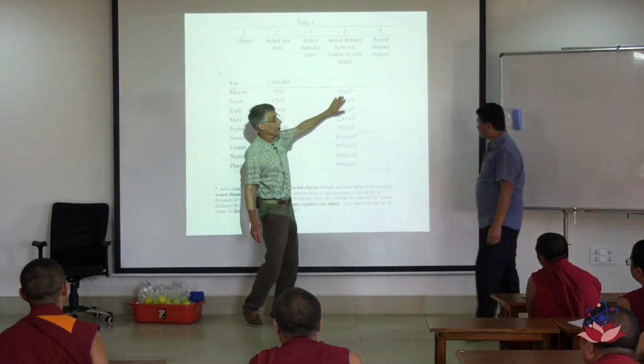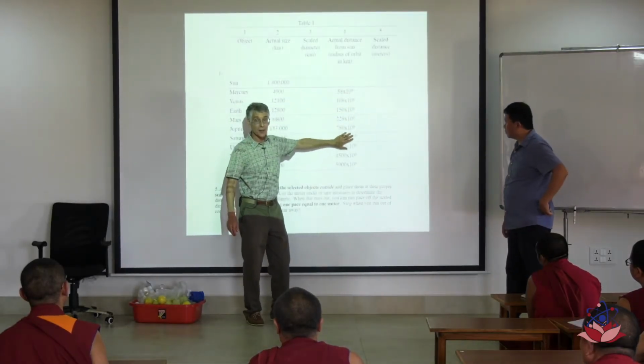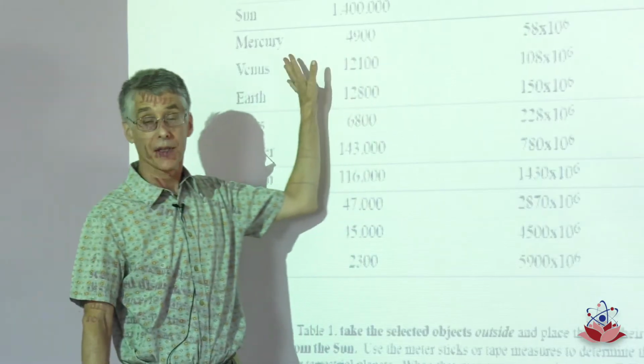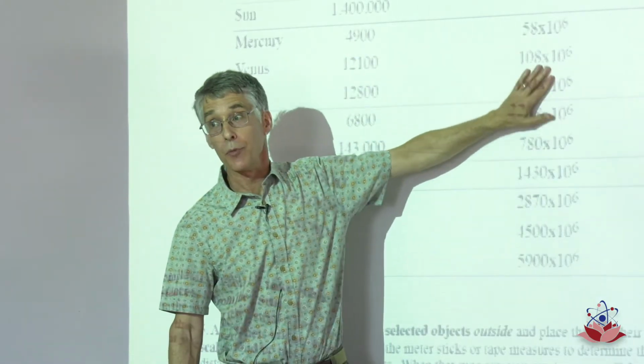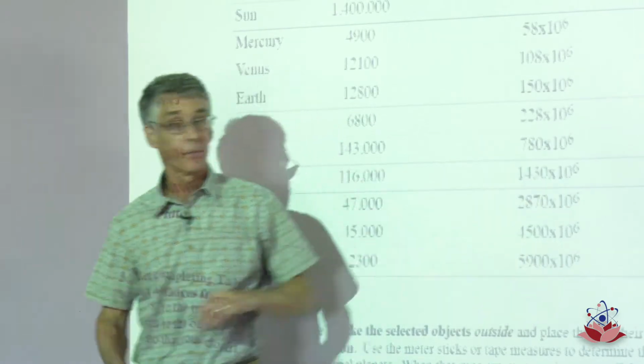And then you can do the same for the distances of each of the planets from the sun. These are the distances in millions of kilometers.